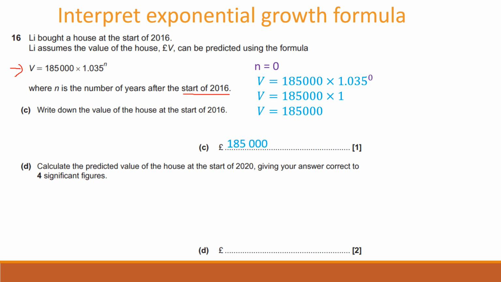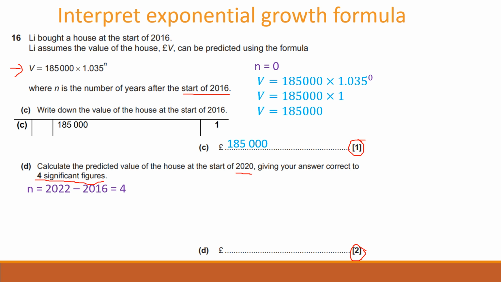Make sure you write it on the answer box or line even, and then that will tell you how many marks you've got for that question. So this question was worth 1 mark. Now part D is worth 2 marks. Okay, so we've got to do a little bit of working out on this one. So we've got to calculate the predicted value of the house at the start of 2020, giving your answer to 4 significant figures, and they've highlighted that number 4 just in case you haven't read the question carefully, and you'll see why that's important in a minute.